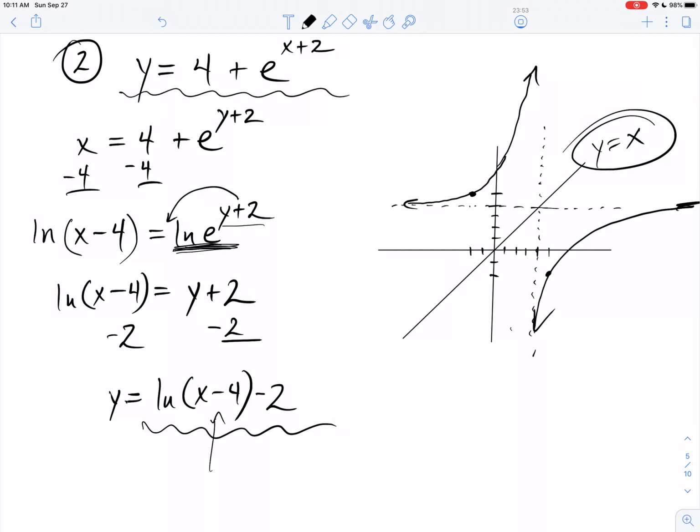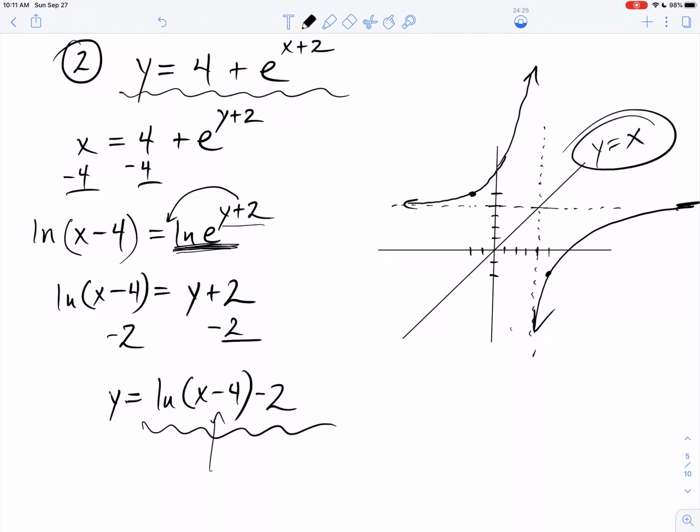Now, if the original is exponential, the inverse will be logarithmic and vice versa. All right, I want you to keep that in mind. Write it in your notes. If I start you with an exponential function, your inverse must have a log of some kind in it. And if I start you with a log function, your inverse must have an exponential in it.